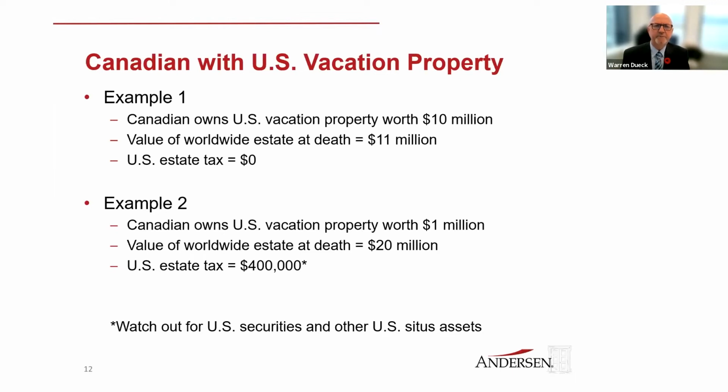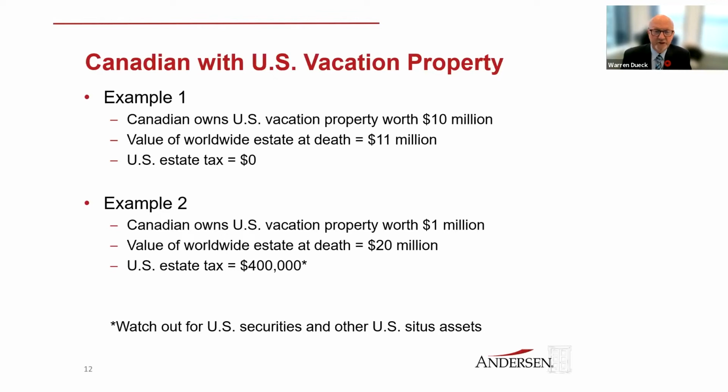And I put a couple examples up on the screen here, and these actually illustrate the point I just made in Steve's presentation. If a Canadian owns U.S. vacation property worth $10 million, but the value of his estate at death is $11 million, his U.S. estate tax would be zero because the current exemption is $11.7 million on his worldwide estate. Conversely, someone who has U.S. vacation property, in example 2, of $1 million, but their worldwide estate at death is $20 million, they would have a U.S. estate tax of $400,000.